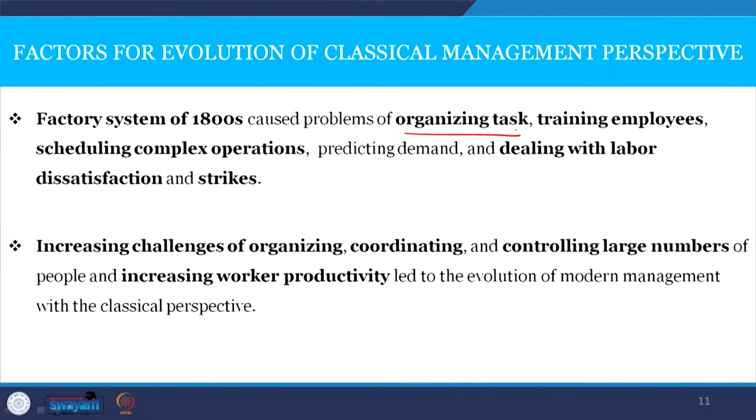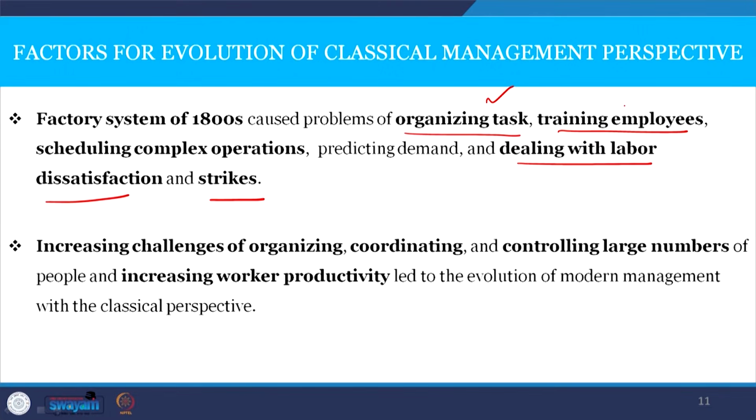There were problems associated with organizing tasks, training employees, scheduling complex operations, predicting or forecasting demand, and dealing with labor dissatisfaction and strikes. When manufacturing capacity improved in the industrial revolution, these were the problems which the organizations and manufacturing units encountered.